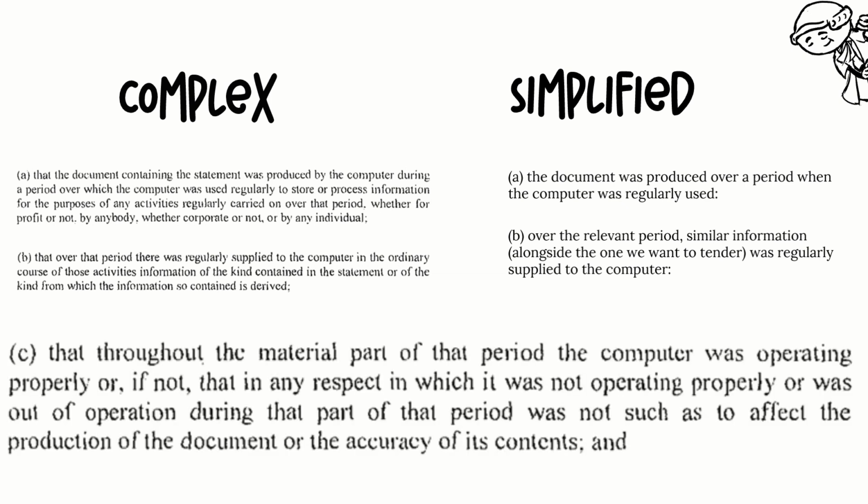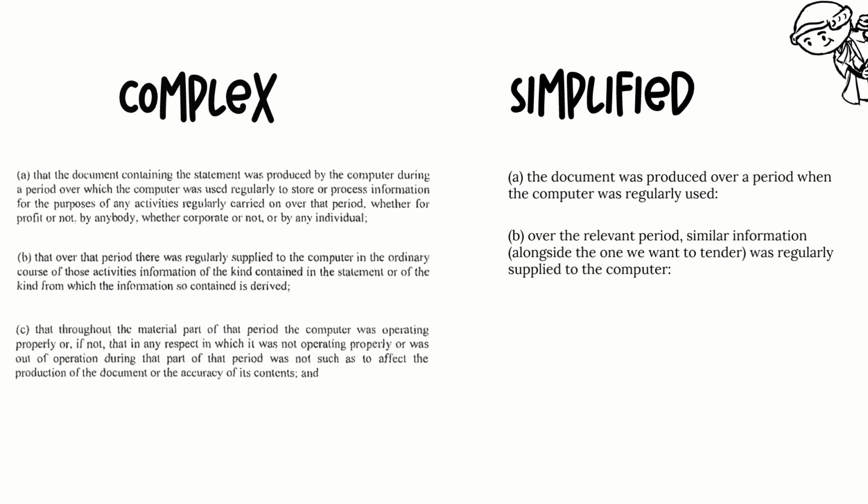Boring version. C. That throughout the material part of that period, the computer was operating properly, or, if not, that in any respect in which it was not operating properly, or was out of operation during that part of that period, was not such as to affect the production of the document or the accuracy of its content. And, simplified version. C. Throughout the relevant period, the computer was operating properly.